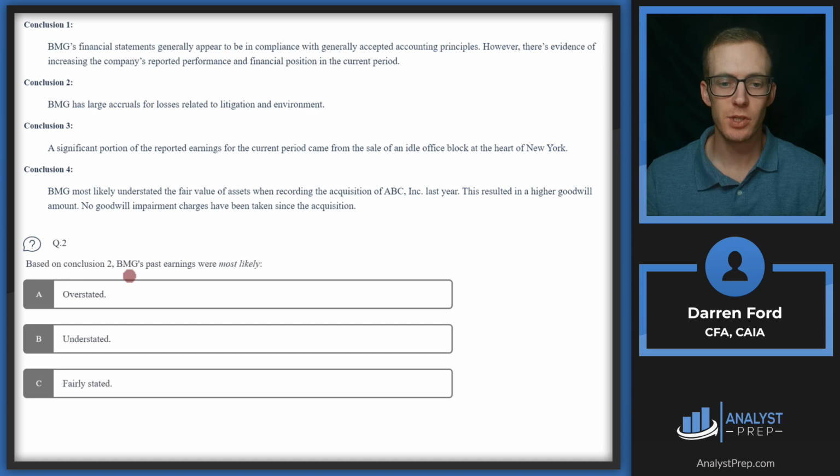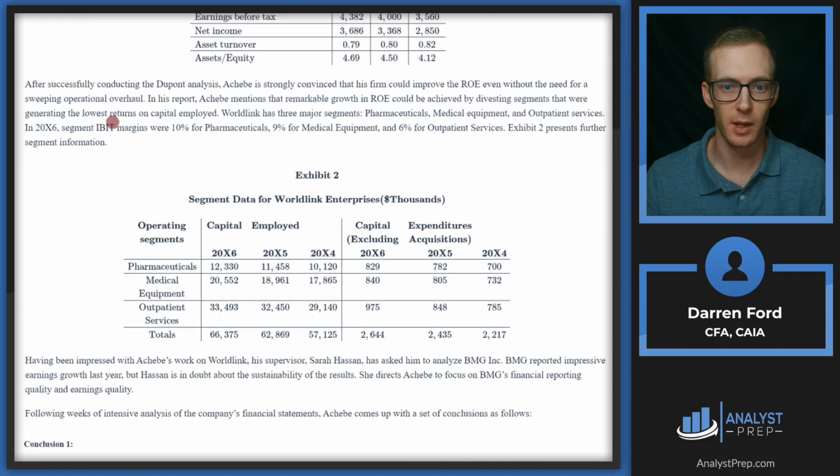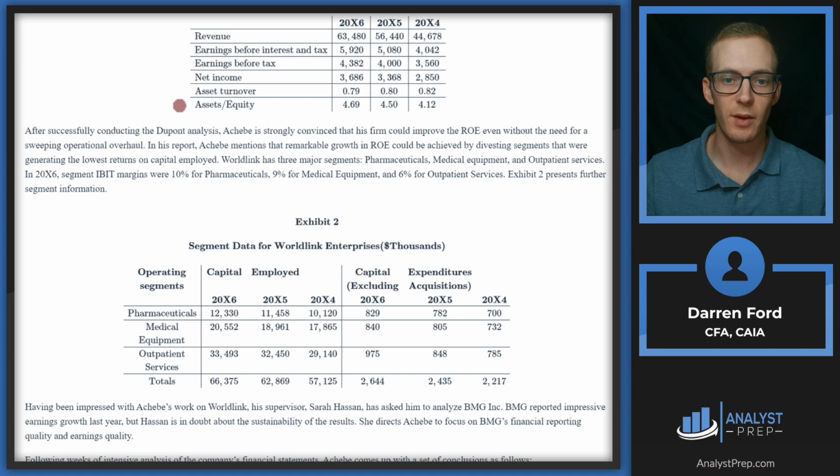All right, question 2. Based on conclusion 2, BMG's past earnings were most likely overstated, understated, or fairly stated. So we've got conclusion 2 right here. We left off quite a ways up though, so let's go ahead and make sure we read everything to make sure we didn't miss anything. We left off at Exhibit 1, so let's start here.